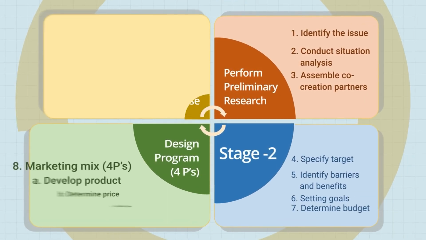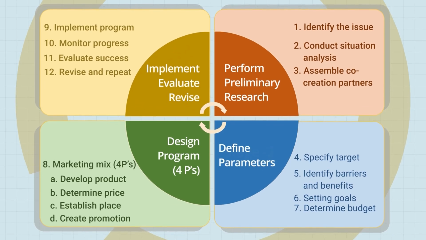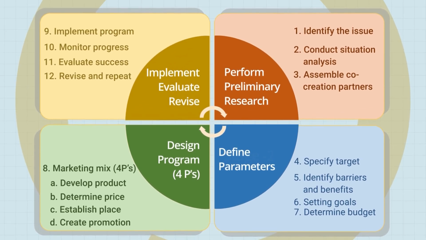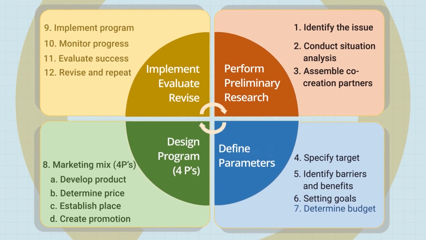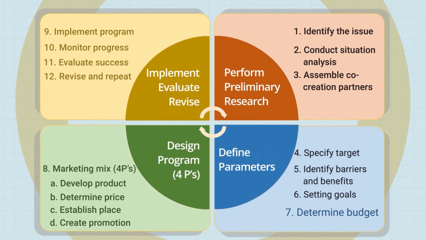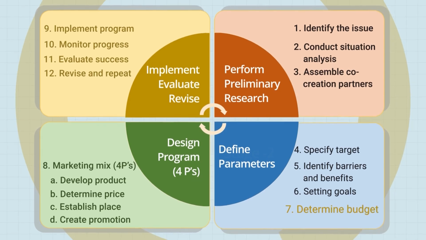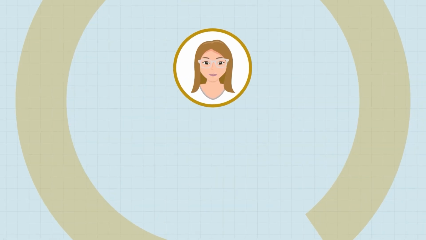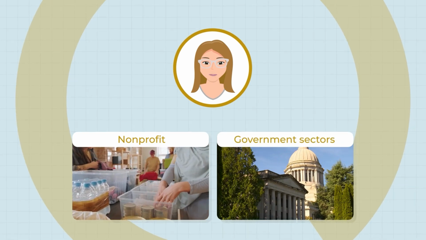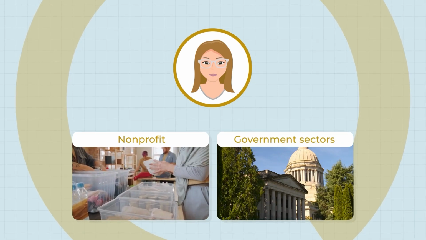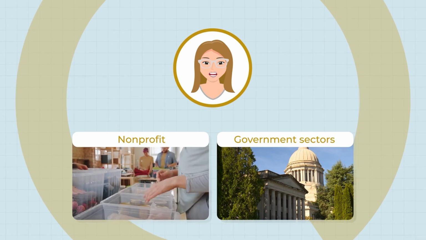We're now in Stage 2, defining parameters. So far, we've covered the first 6 steps in our 12-step social marketing framework, and today, we're tackling Step 7, determining the budget for your program. If you've ever worked in the nonprofit or government sectors, you know that budget constraints can be a major roadblock when rolling out a social marketing program.